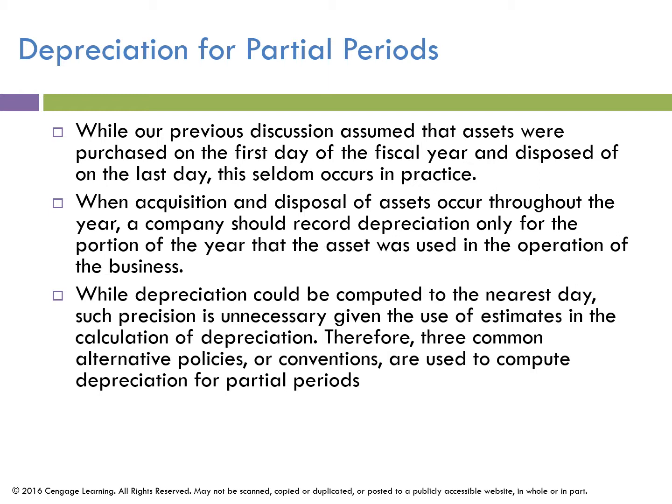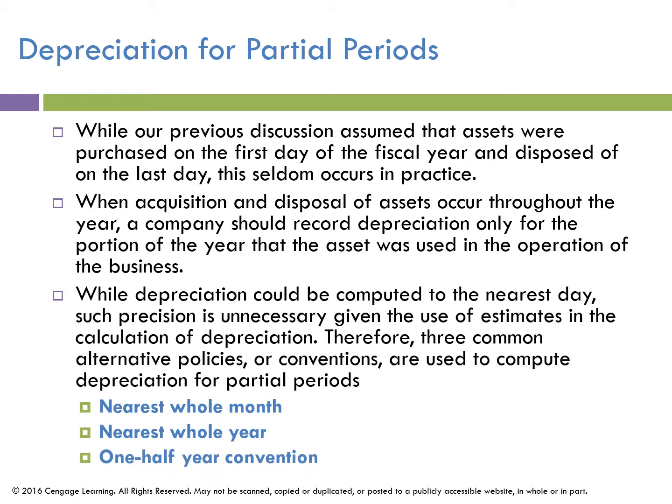We have three common alternatives or conventions we use to compute depreciation for partial periods. The nearest whole month, nearest whole year, or we could use a half-year convention. We assume we bought it or we sold it in the middle of the year.